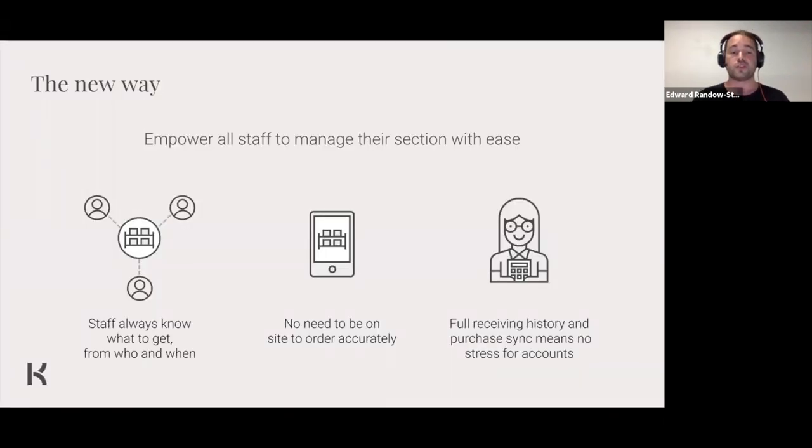Whereas with Kounta Purchase, staff always know what to get from who and when. Each of your stakeholders in your business can have the right information and the right tools to do their part of the process. You don't need to be on site because all your stock on hand is in the cloud. That information is accessible to you from wherever you're doing your purchasing from. And a full history, a full audit trail of all the activities on your purchasing supply chain is in one place, centrally managed and reportable.